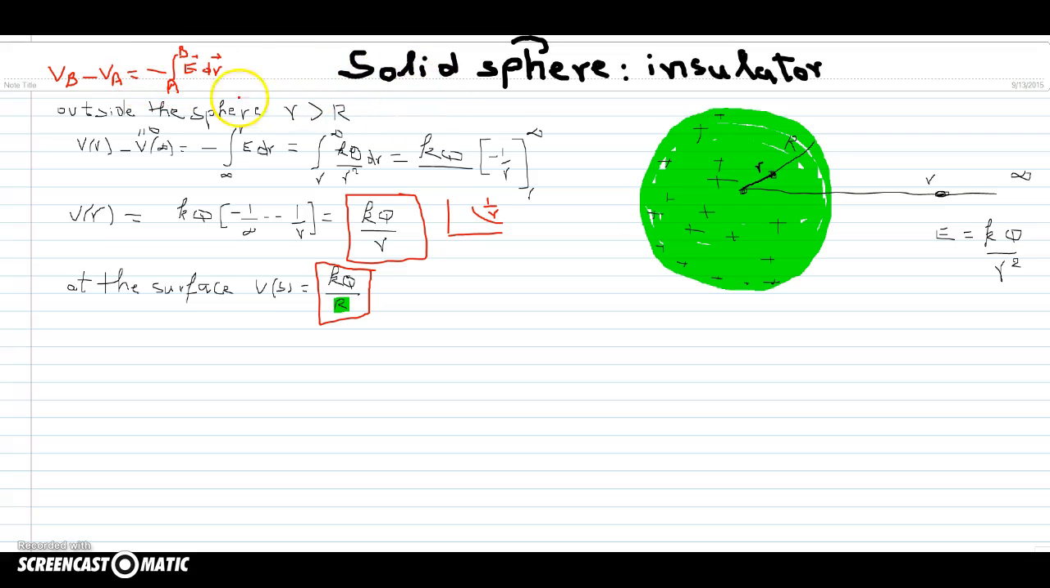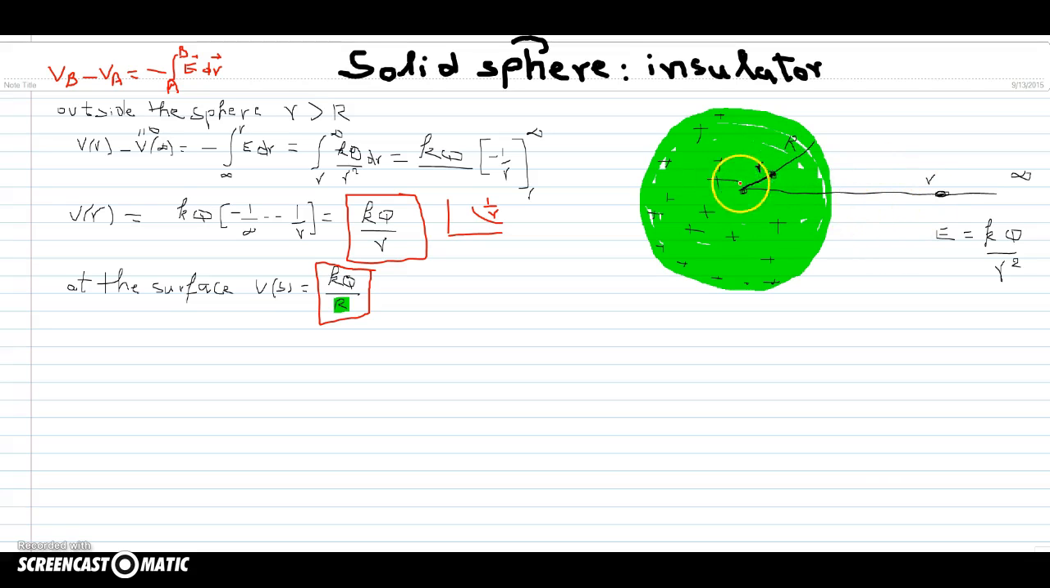We are going to use this equation to evaluate the potential inside this solid sphere that is completely charged. It is an insulator, so we expect the charge to be inside. So what's the potential inside and outside?